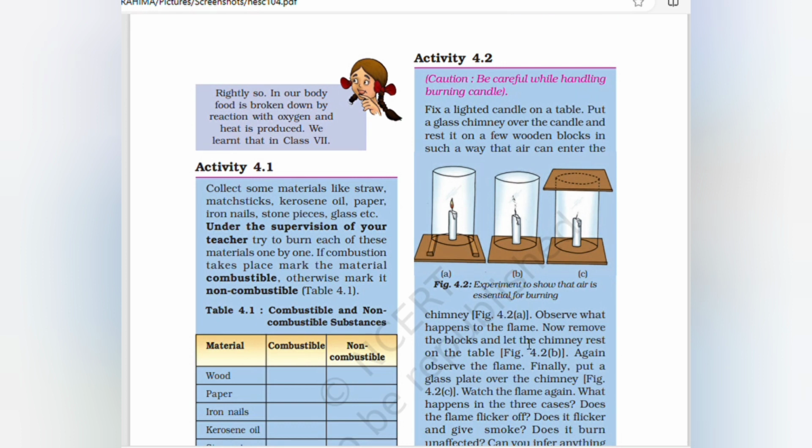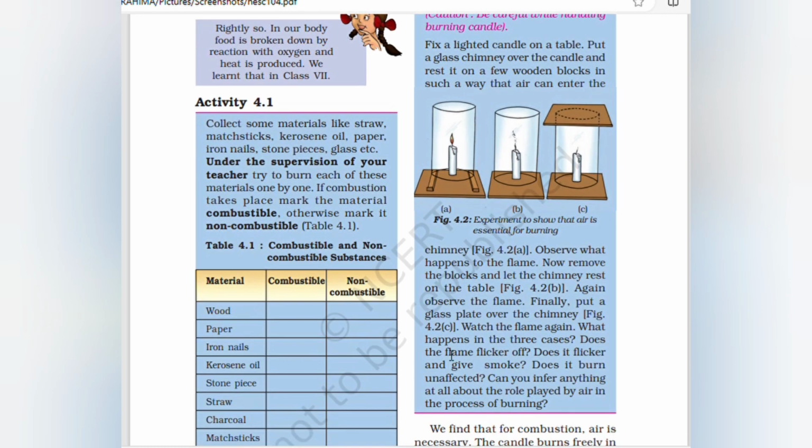Now remove the blocks and let the chimney rest on the table. Again, observe the flame. Finally, put a glass plate over the chimney. Watch the flame again. What happens in the three cases?